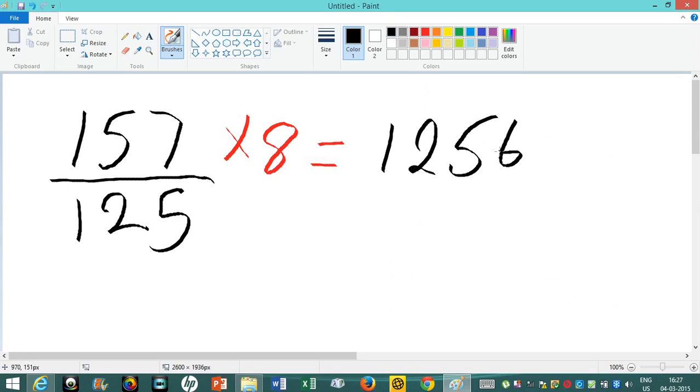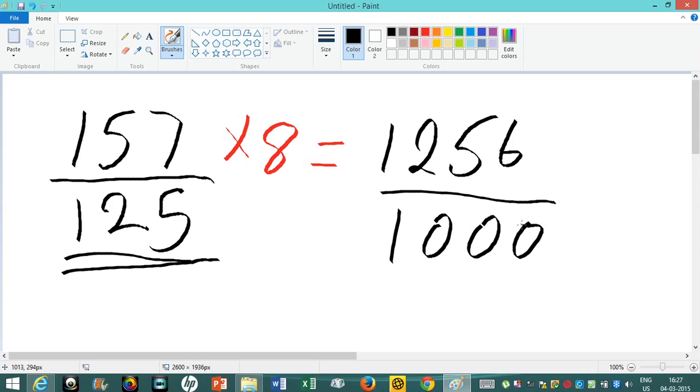Since it's 125, you divide this by 1,000. So the decimal point comes there, and you get your answer 1.256.